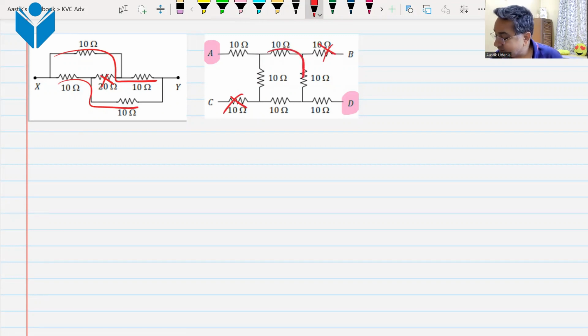These two are in series, 10 and 10 in series, 10 and 10 in series, 20 and 20. 20 and 20 are in parallel, so it will become 10. 10, 10 and 10 are in series. The answer would be 30 ohms. Do we understand this? Yes, sir. Everyone understands this? Yes, sir.